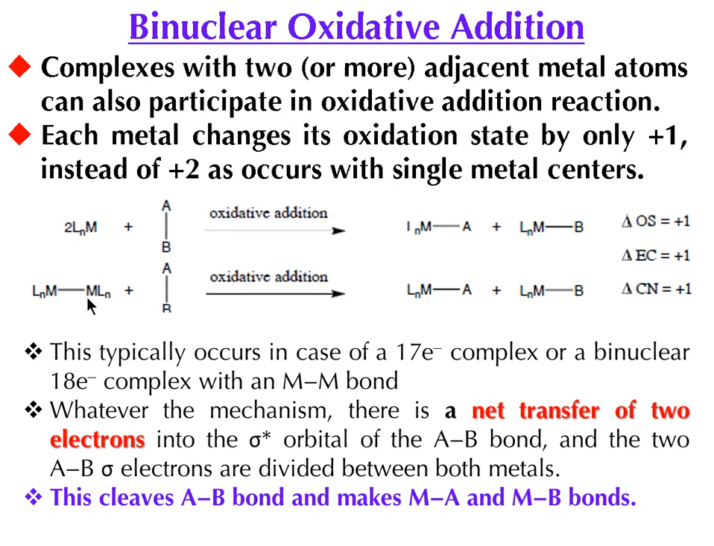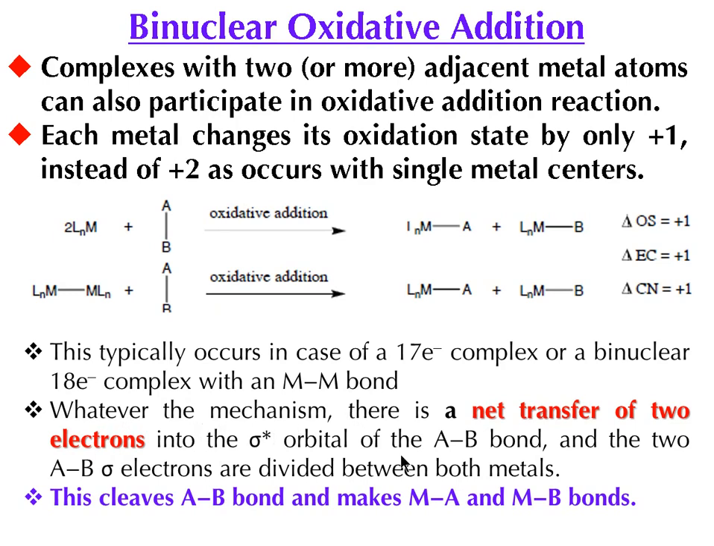Another type of binuclear oxidative addition is the reaction of AB with a complex with two metal centers, so it will give LnMA plus LnMB. This type of binuclear oxidative addition is known in the case of 17 electron complexes or in binuclear 18 electron complexes with an M-M bond.